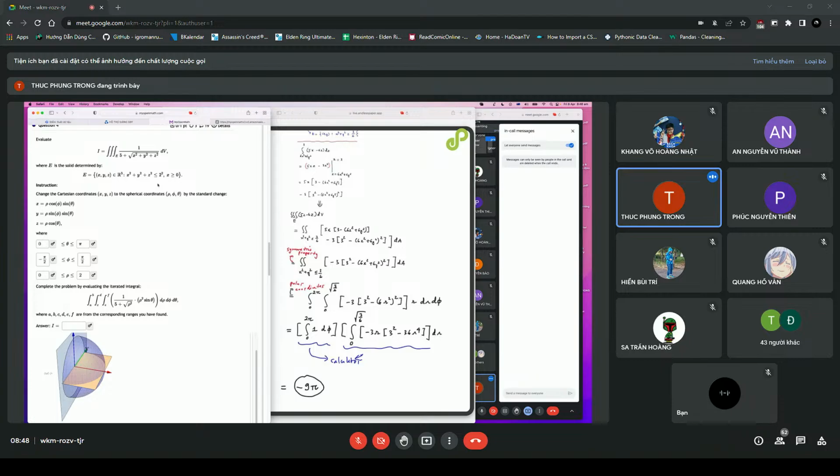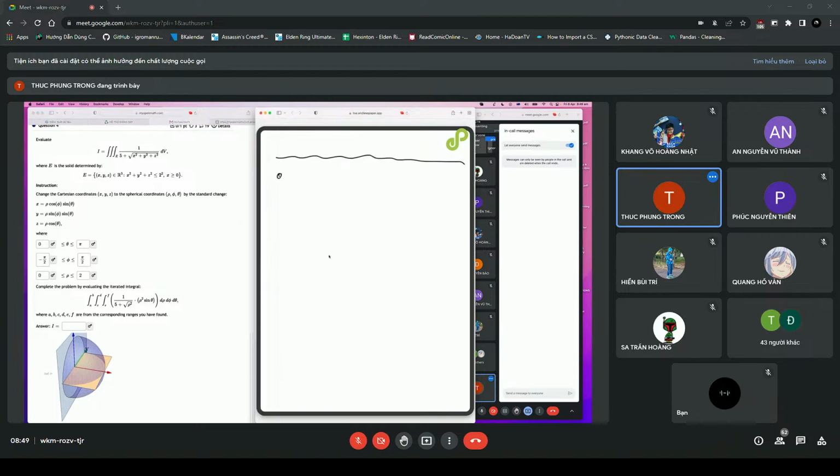The final answer we have in our question. First, let me rewrite the question. Now we know F, right? And we can turn the whole thing into rho, phi, theta right here. This is F, and obviously right here we should have rho, phi and theta.